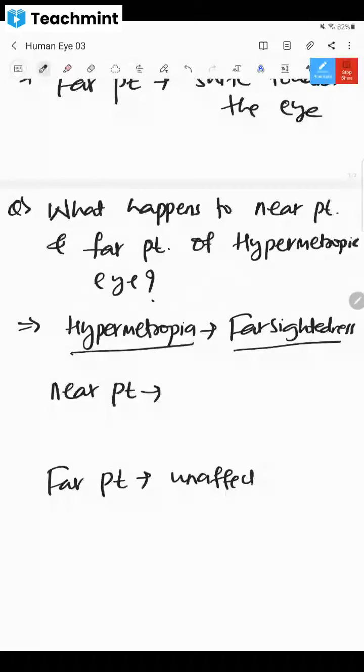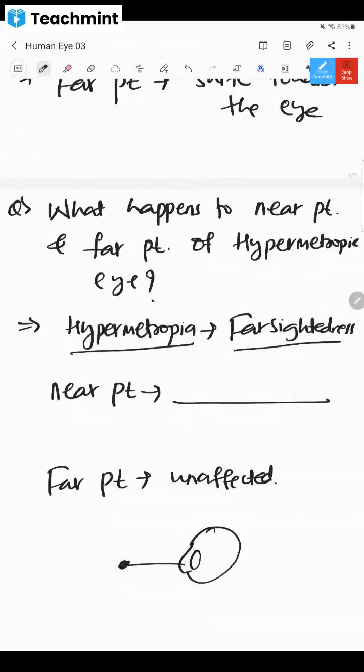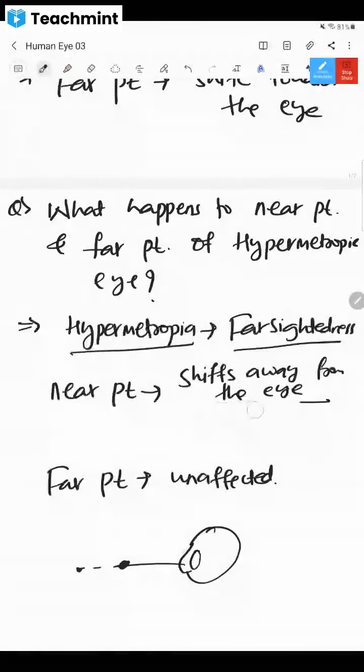Are you understanding what I'm trying to say? Now what happens to the near point? Near things they cannot see, right? Up to 25 centimeter, a normal eye is able to see, but these people can see far, but near things they cannot see. It means the near point has come here. So it shifts away from the eye. Is it clear? Yesterday I explained all these things, no, dear children?